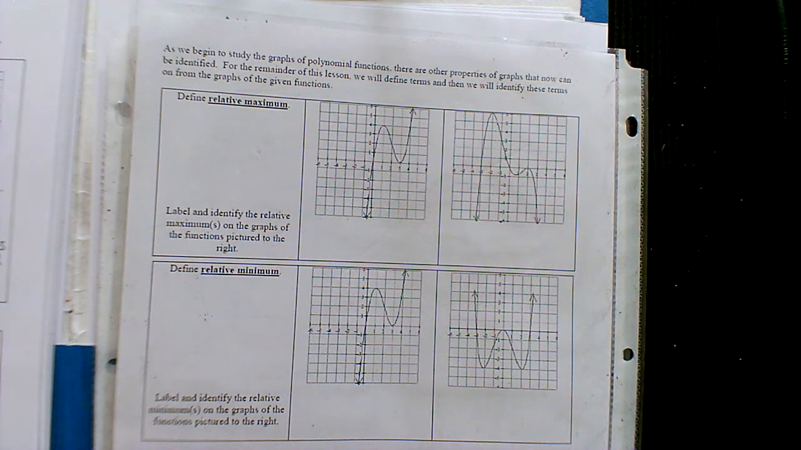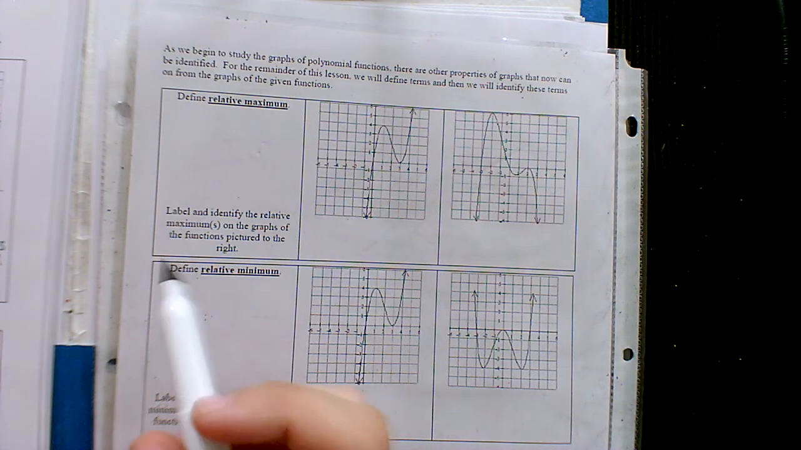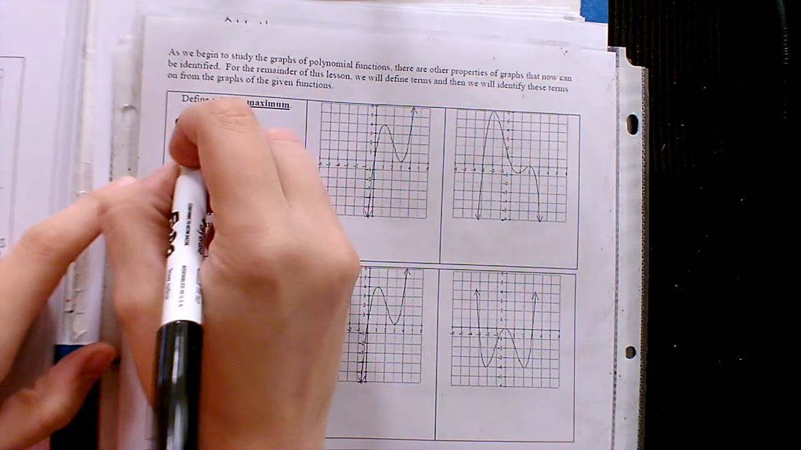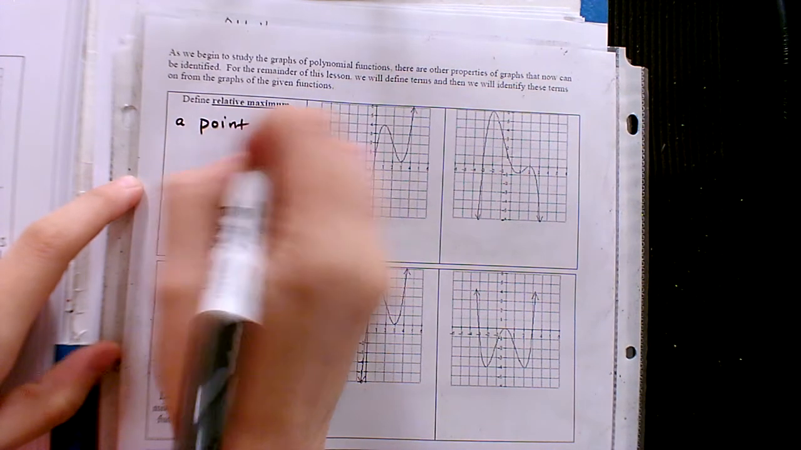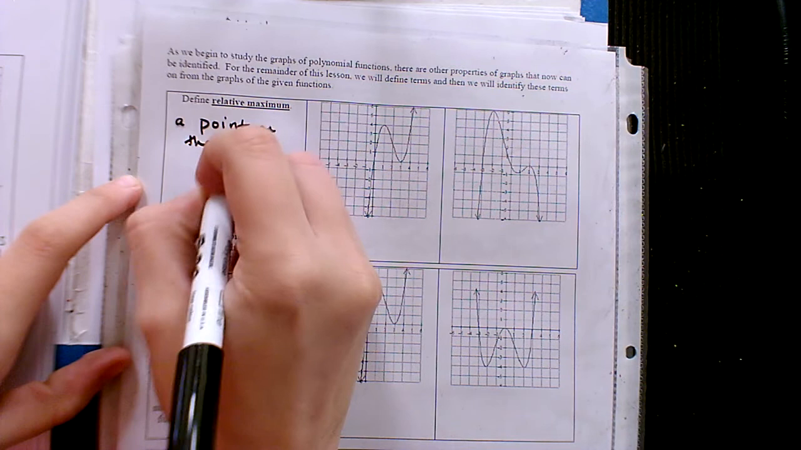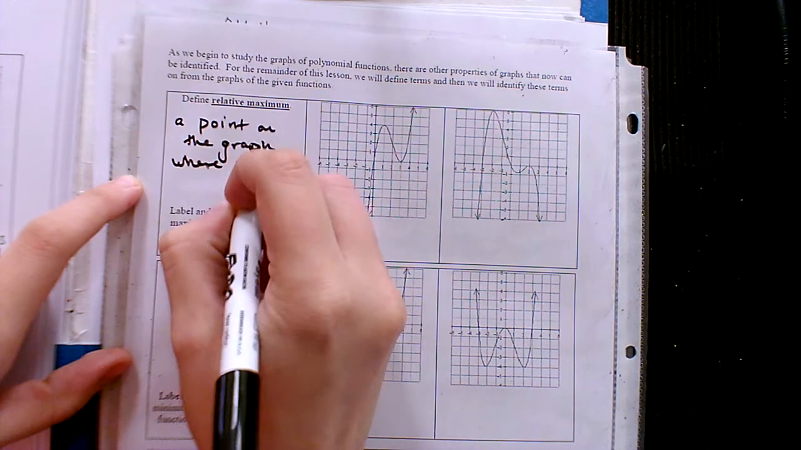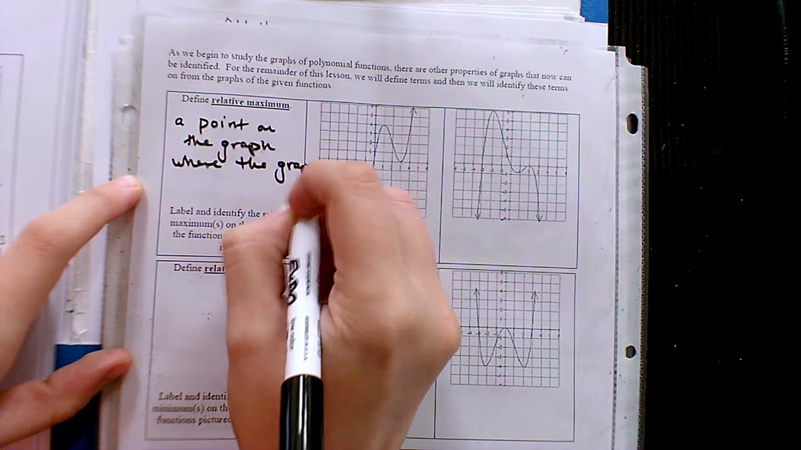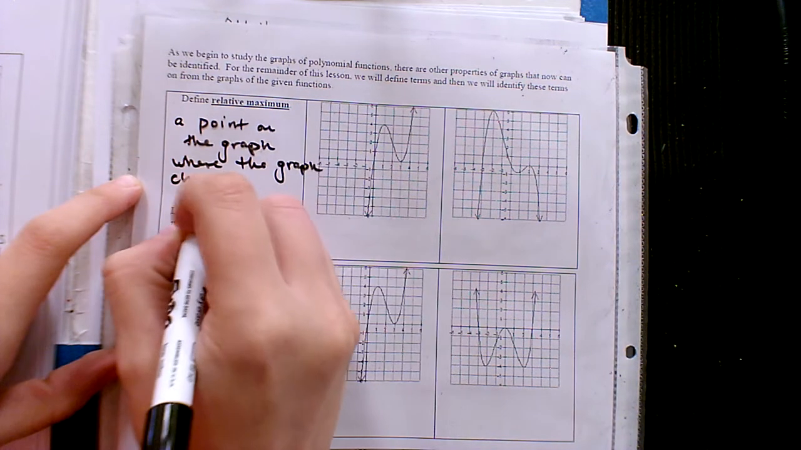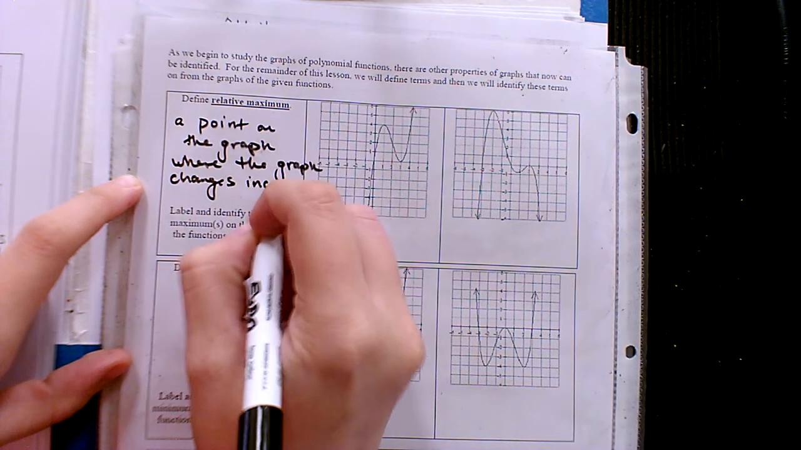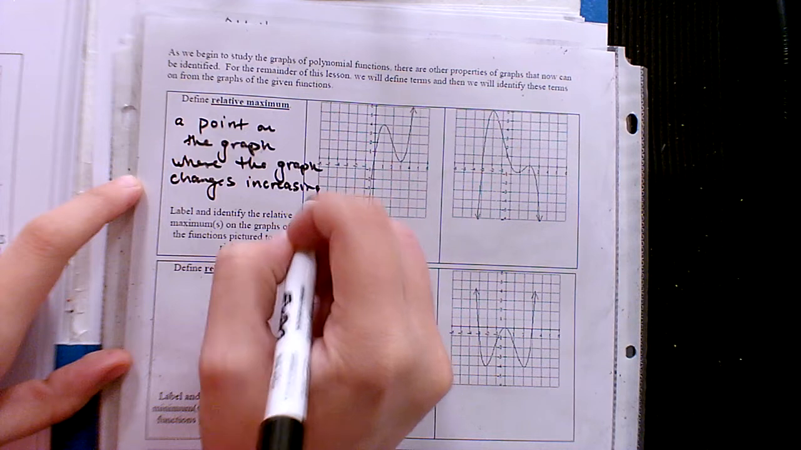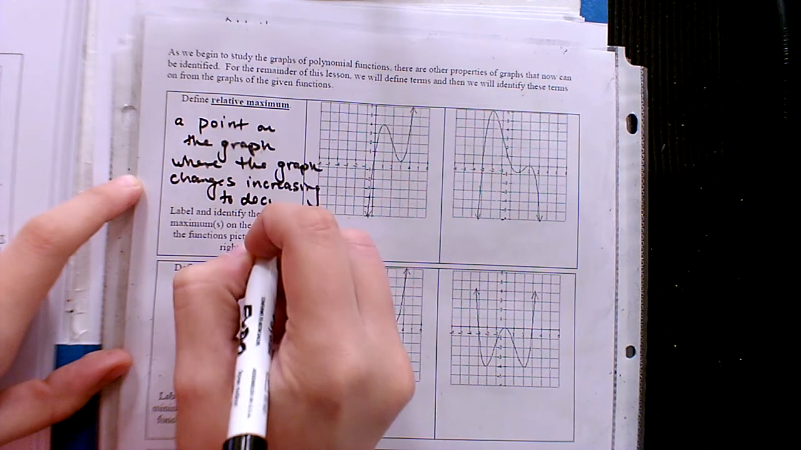How is the graph behaving? So we're not really looking at the graph as a whole. We're just looking at a little section of the graph, relative to the points around it. So formally, a definition we can use is: a relative max is a point on the graph where the graph changes from increasing to decreasing.